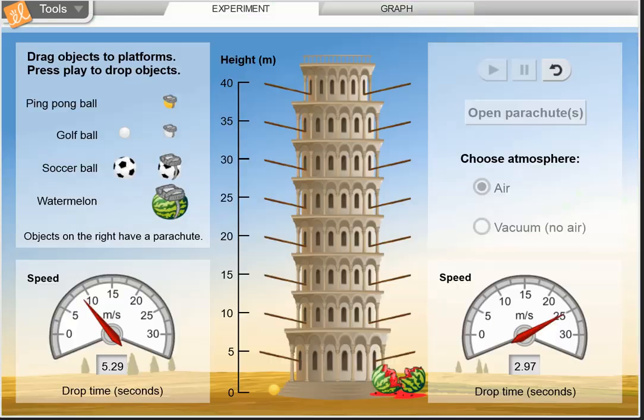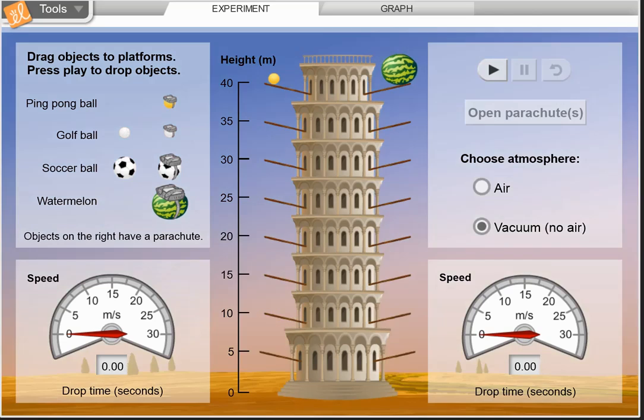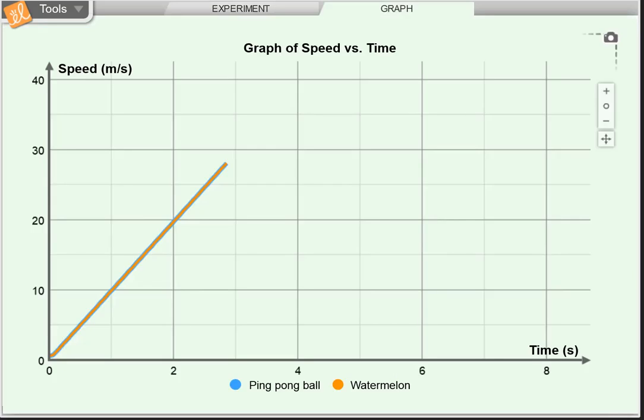Now, if you look at the motion of the two objects again in the absence of air resistance, I'm going to play it, you can see the two objects reach the ground at the same time. So in the absence of air resistance, all objects fall with constant acceleration towards the surface of the earth.